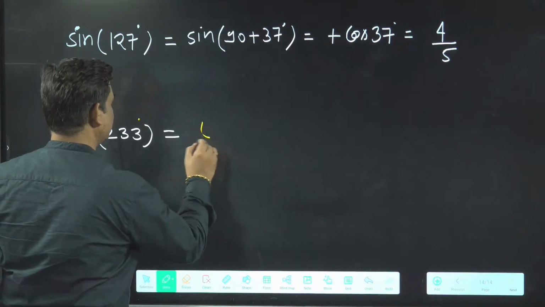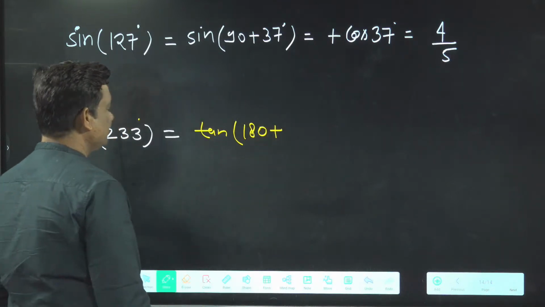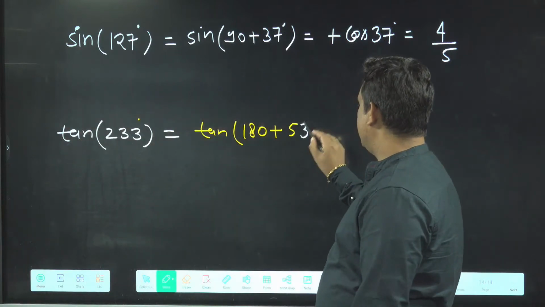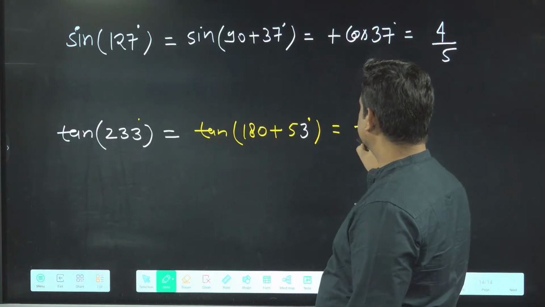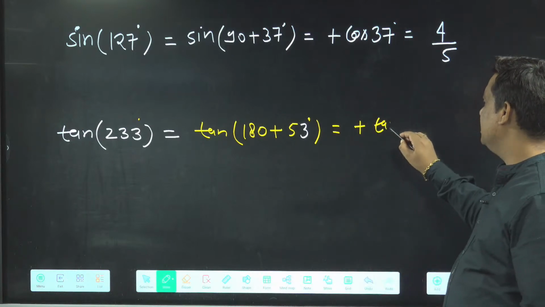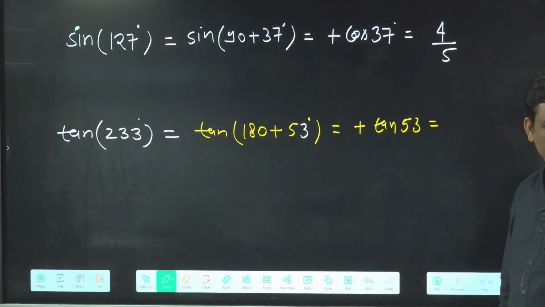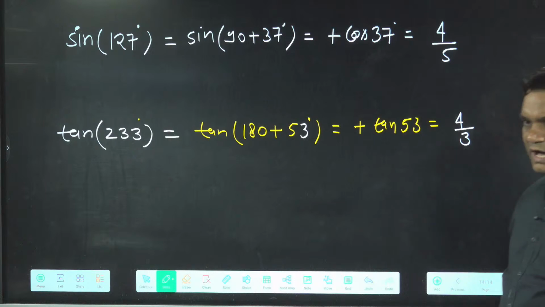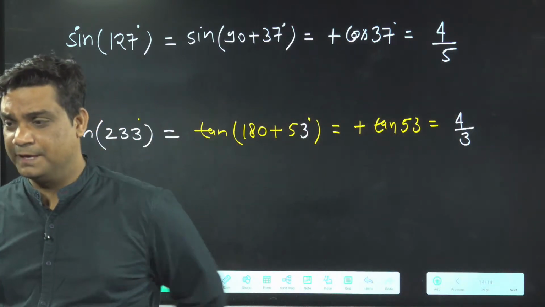So we can say this one is going to be 180 plus 53, and then it is going to be plus, and then tan 53. And tan 53 if I say, then the answer is 4 by 3. So I hope you can relate it to 37 and 53 also. We can solve any question.